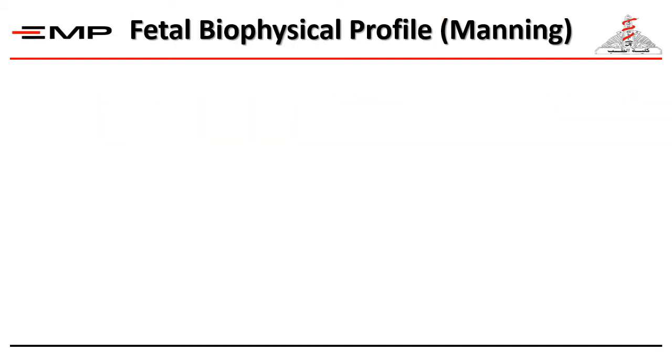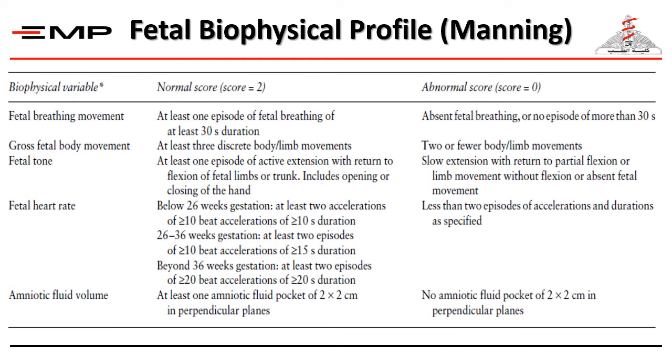You need to know the components of the biophysical profile as described by Manning. There are actually 5 components in addition to the non-stress testing: fetal breathing movement, gross fetal body movement, fetal tone, fetal heart rate, and amniotic fluid volume. If these fulfill the normal criteria described by Manning, each of them is given a score of 2. In case of any abnormality, a score of 0 is given.